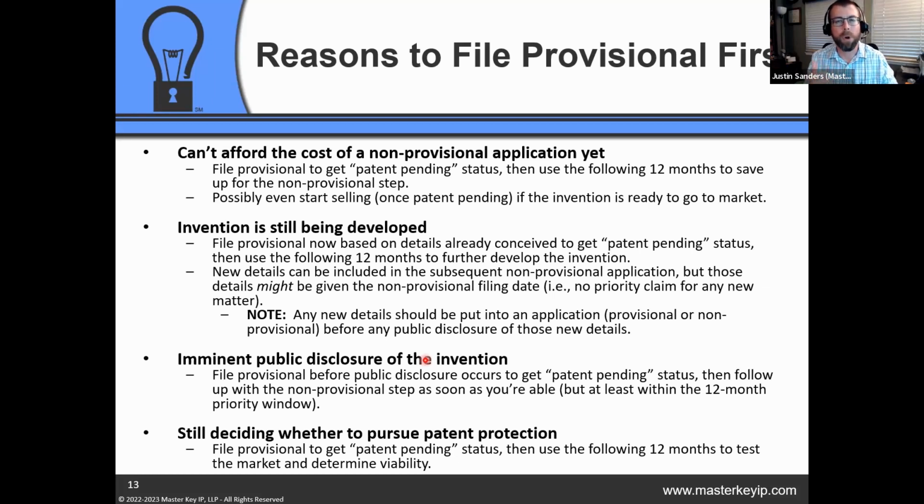And so if you can't afford to pay an attorney yet, you could start by filing a provisional, either yourself or with an attorney.